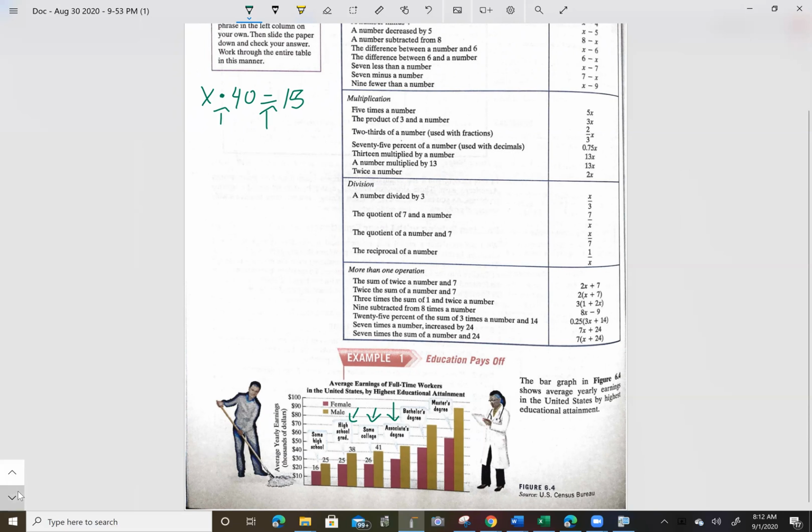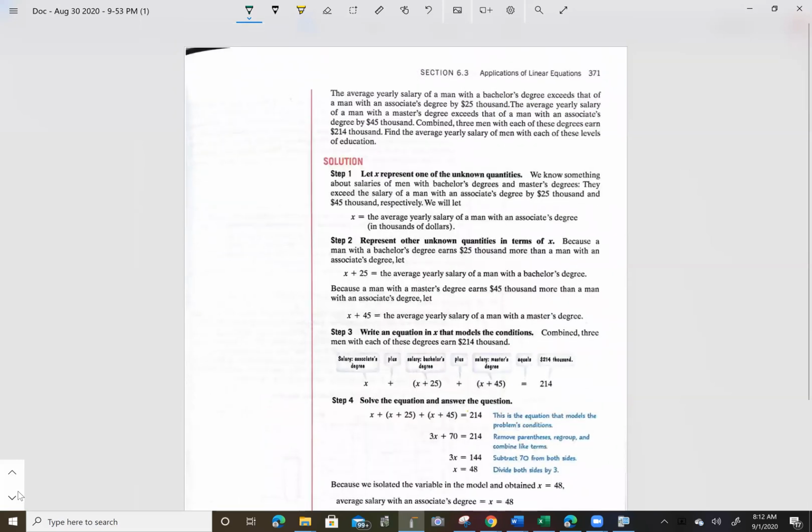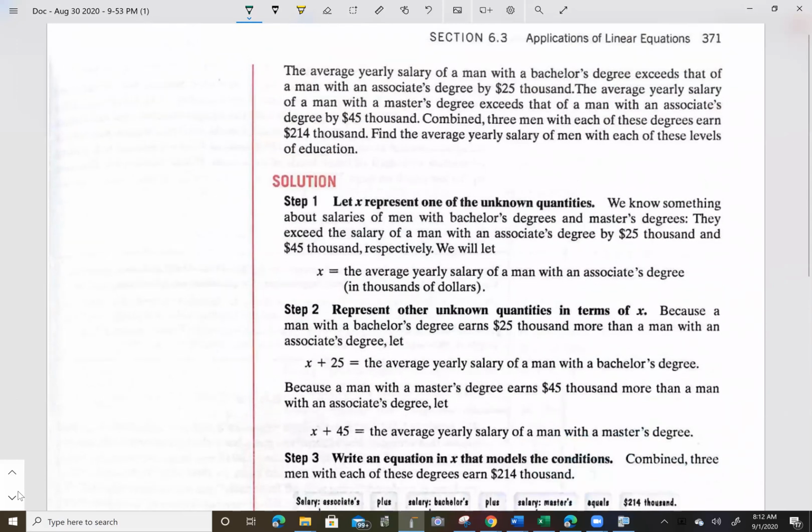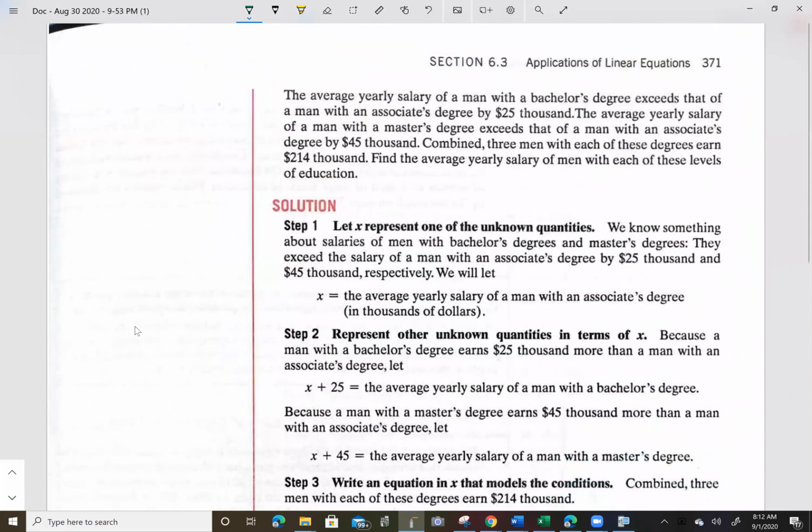Okay, so we're looking at this bar graph. And the question is, let me make this a little bit bigger here. The average yearly salary of a man with a bachelor's degree exceeds that of a man with an associate's degree by $25,000. The average yearly salary of a man with a master's degree exceeds that of a man with an associate's degree by about $45,000. Okay. Combined, 3 men with each of these degrees earn $214,000. Find the average yearly salary of men with each of these levels.